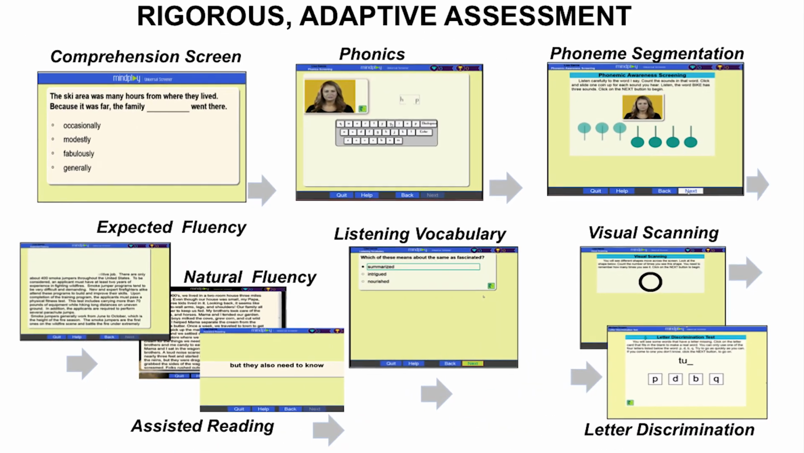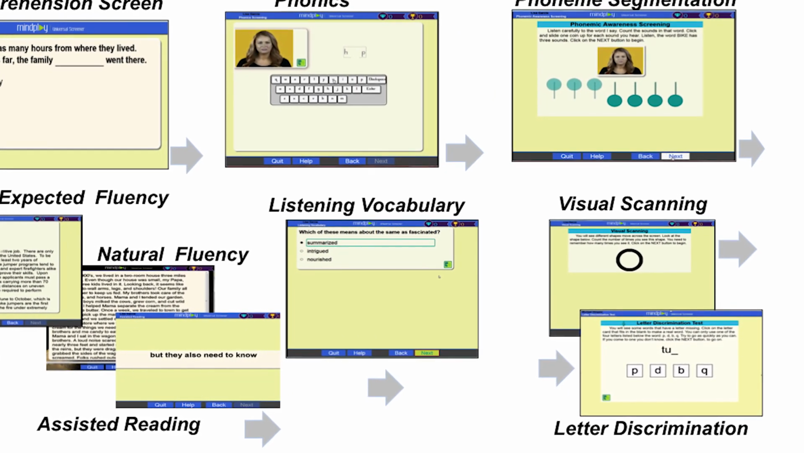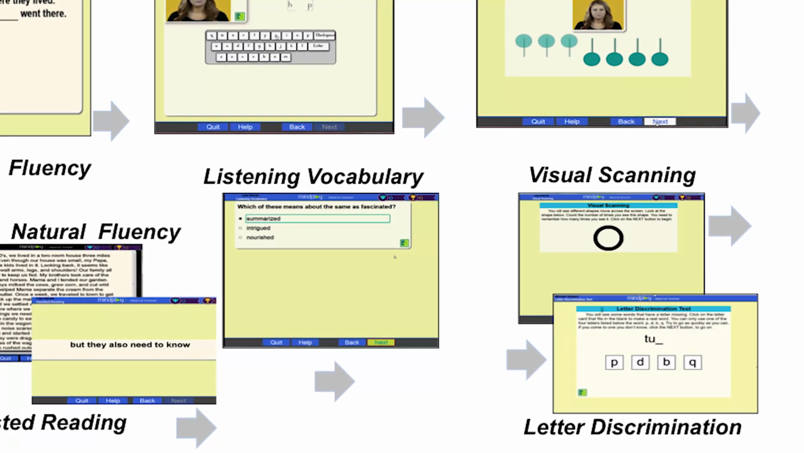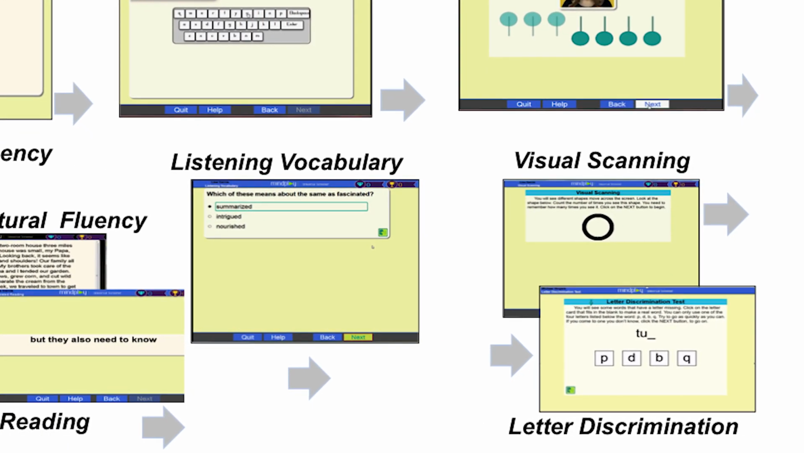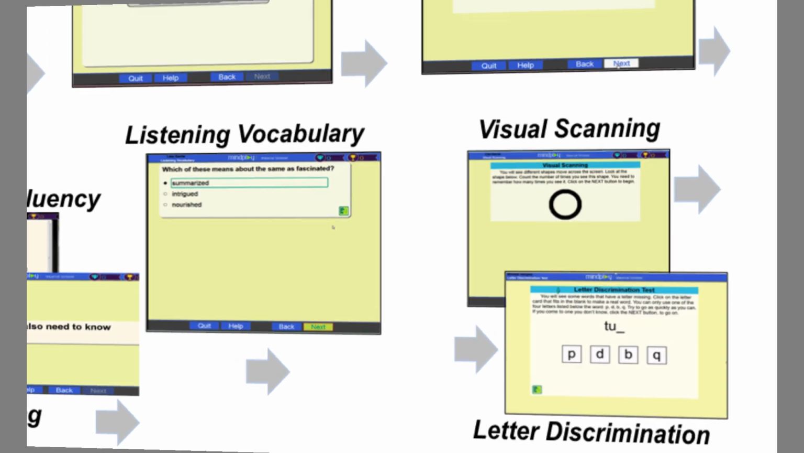The next test is the visual scanning efficiency test. Shapes move across the screen at a certain rate with only one shape visible. This test helps determine if a vision or attention issue may be a contributing factor to below average comprehension skills.